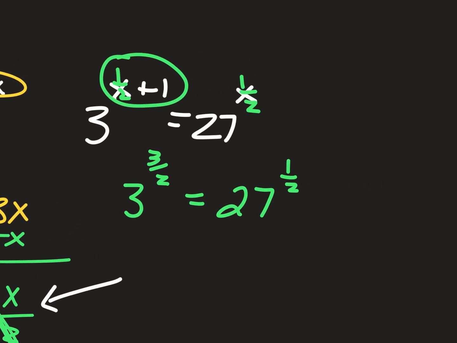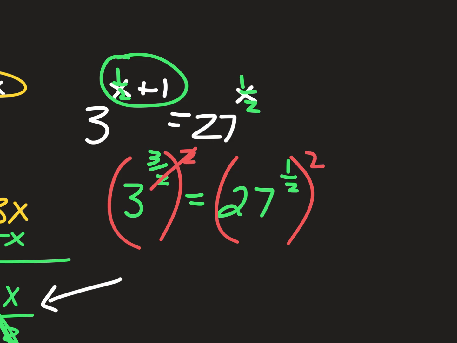Now, I don't know if this is going to blow your mind too much, but if I put both of these to the second power, that'll make these 2's cancel out. And then it says 3 to the third is 27. It is. I checked it, and it worked. All right, so you should check your answers.